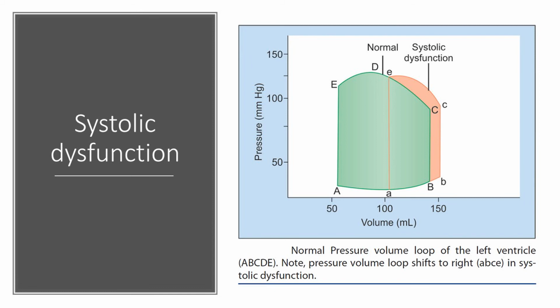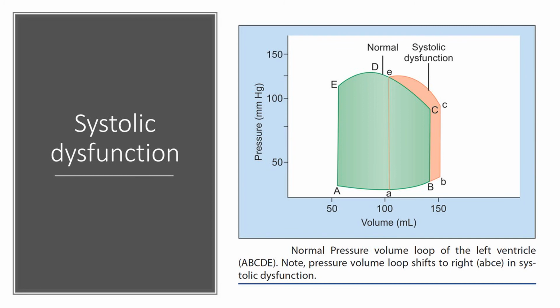Now let us understand the systolic dysfunction. Systolic dysfunction is because of the impairment in the systole or the contraction of the ventricle. So whenever contraction of the ventricle is impaired, it leads to an increase in the end systolic volume. And because of the increase in the end systolic volume, further because of the filling of the ventricle, the end diastolic volume increases.